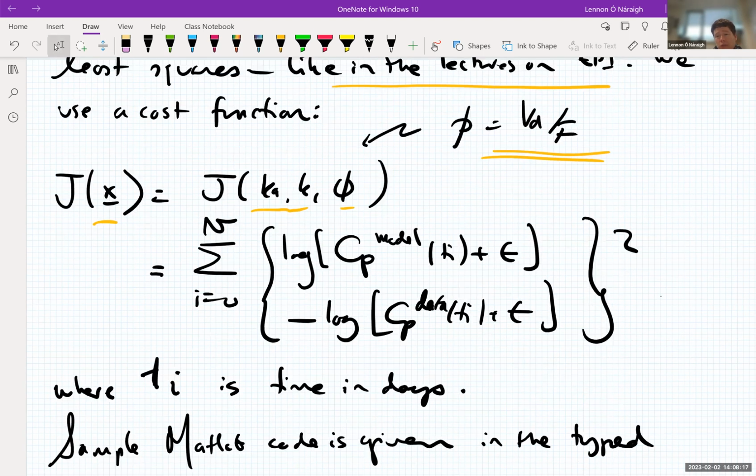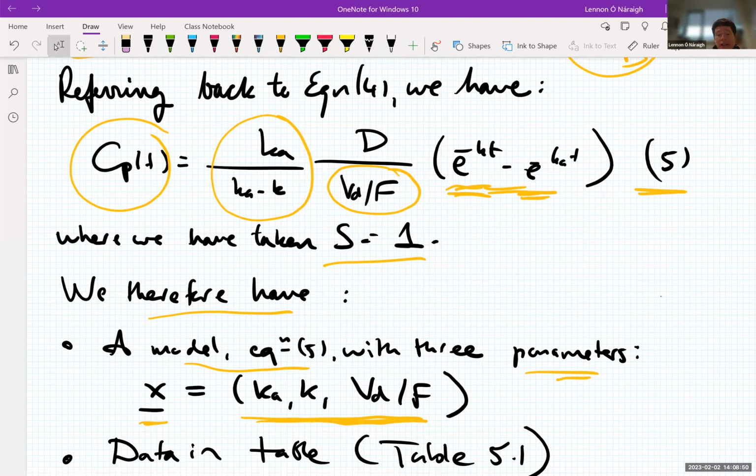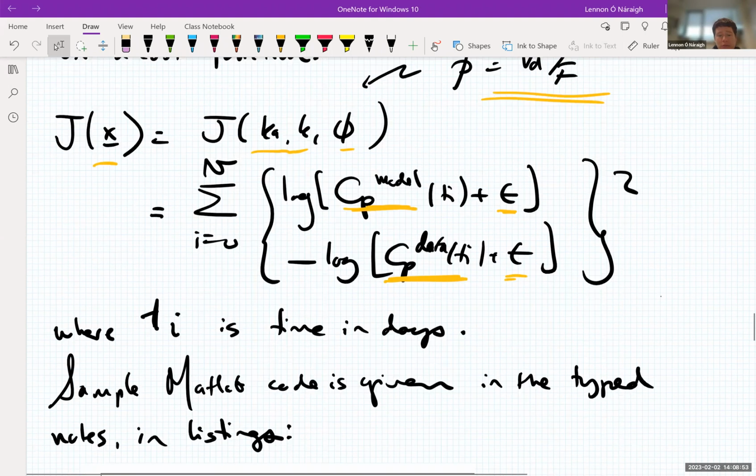Just by trial and error, I make the cost function into a least squares, but I look at the log of the model minus the log of the data. This epsilon here is just a little regularization. The reason why I do the log is that I've got some exponential growth going on, and the cost function somehow better captures this exponential growth and exponential decay if I take the logarithm. So that's what I do here.